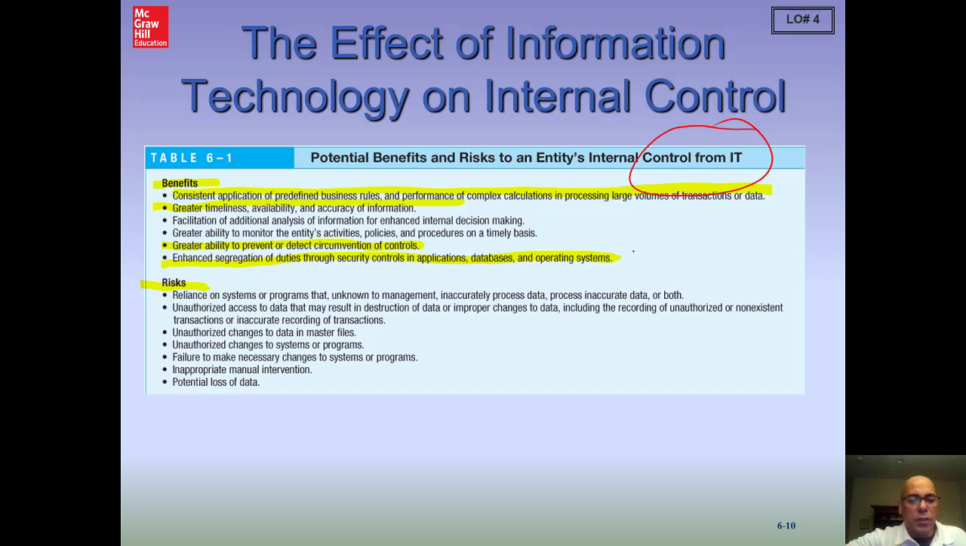Some risk: if there's an error in the logic of a software program, instead of there being one error, every single transaction is affected by that error. Unauthorized access to data. Now someone can hack in from overseas into our data, as opposed to having to come physically to our premises to inappropriately obtain data from our systems. So some disadvantages as well.